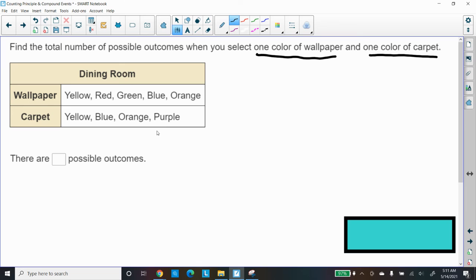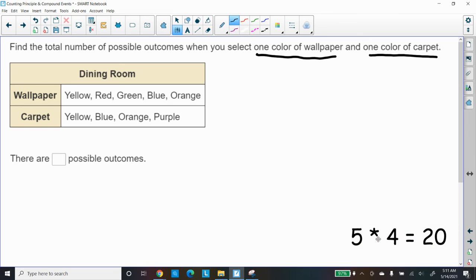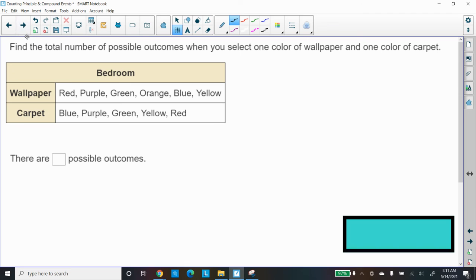Okay, I know that was fast because I'm sure you got it. Let me release the answer. If you said 20, great job, because there are 5 different wallpapers and 4 different color carpets. So 5 times 4 is 20. Here's one more for you. So if you got this one, then you're an expert and you're on your way. So figure that one out.